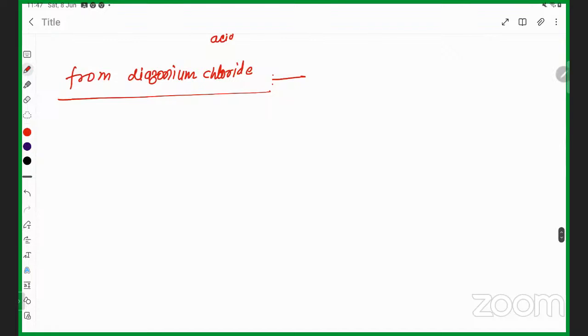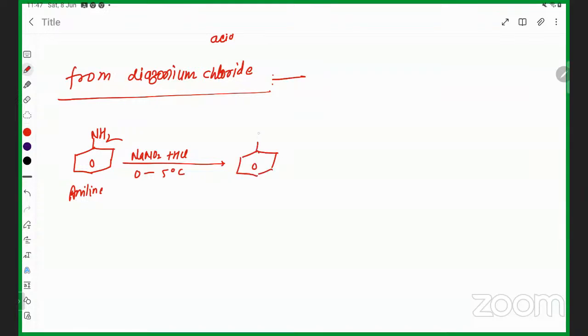Okay, from diazonium chloride. See, we are taking the aniline here. This is the NH2. This is called aniline. Now, aniline can be converted into diazonium chloride by NaNO2 plus HCl. If you are taking NaNO2 plus HCl at 0 to 5 degrees C, it will give the N2Cl.